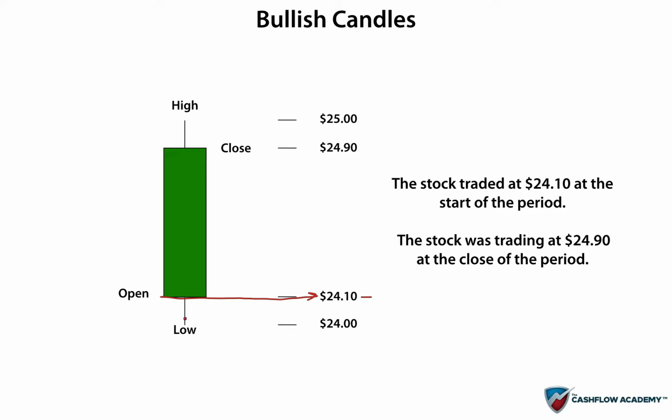Okay. If we go down a little bit, of course, that's going to be down to 24, right? And we'd have 24.20, 24.30, 24.40, 24.50, 24.60, 24.70, 24.80, and 24.90. So we have all these levels in between. And so this is the open. It closed here at 24.90. The highest it ever got was $25. The lowest it ever got was $24. And that's the story of the price action in that time period.